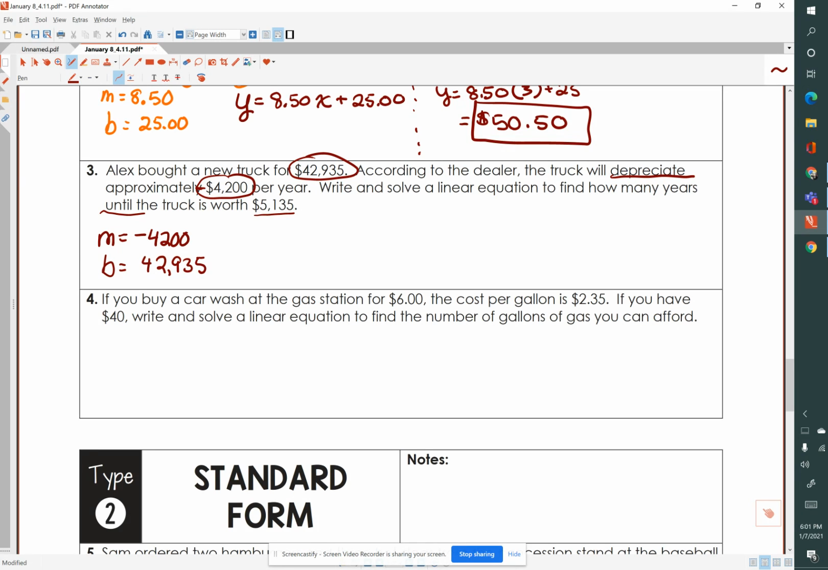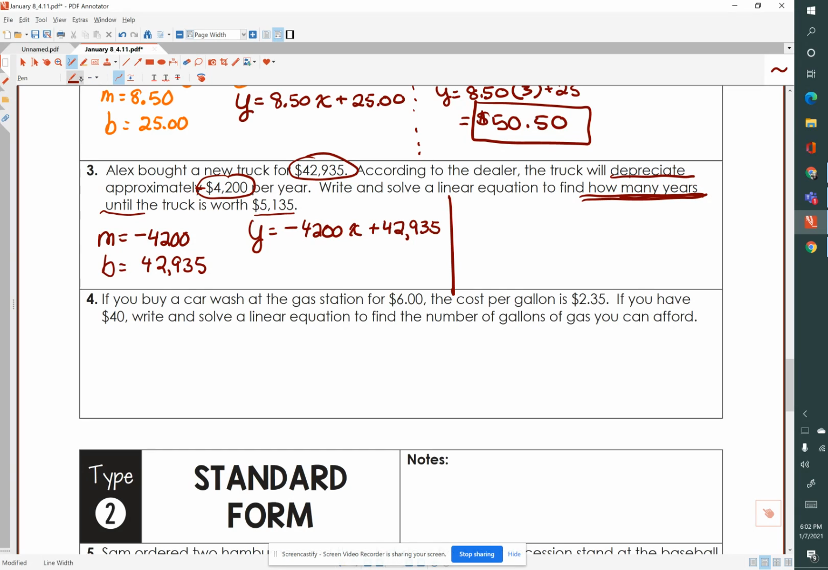And what are we being asked to do? We want to find a linear equation to find out how many years, okay? So we're not being asked about money. We're being asked about how many years until the truck is worth this amount of money, $5,135. Slope-intercept form, y equals mx plus b. So y equals, our m is negative 4,200x plus 42,935.